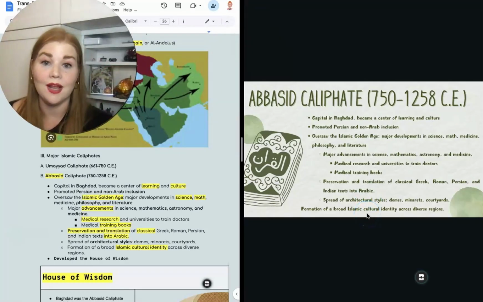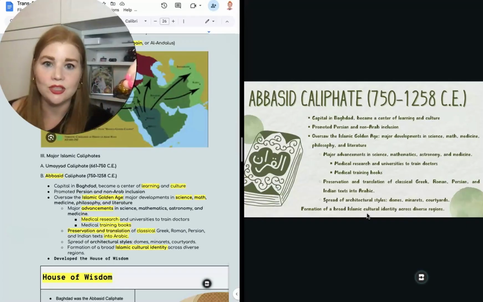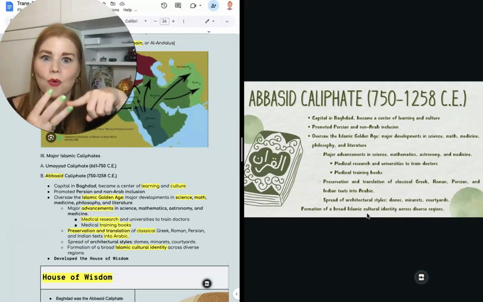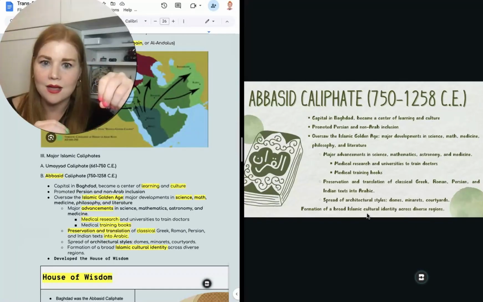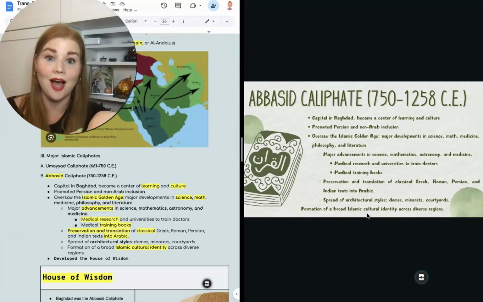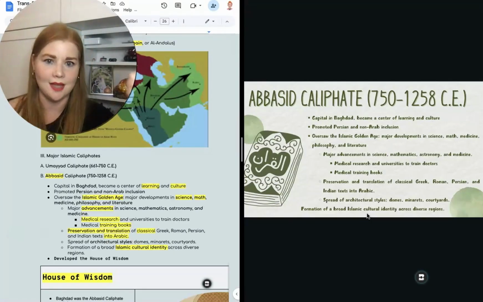They are also going to be instrumental in preserving and translating classical Greek, Roman, Persian, which is Iran today, and Indian texts into Arabic. Because they do this work, humankind has this knowledge from these ancient texts today. So if you've ever heard anyone talk about Rome or Greece or ancient Persia, it is because Dar al Islam chose to keep these texts alive by preserving them, by translating them into Arabic. And this is going to be essential for knowledge and growth of human culture.